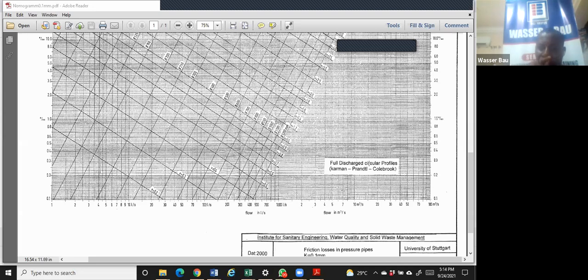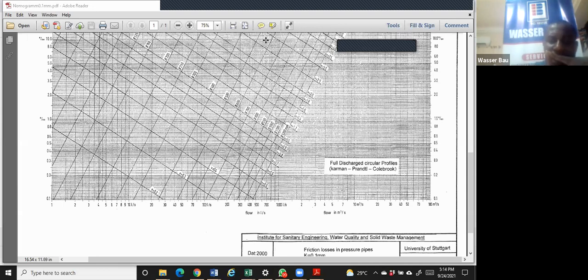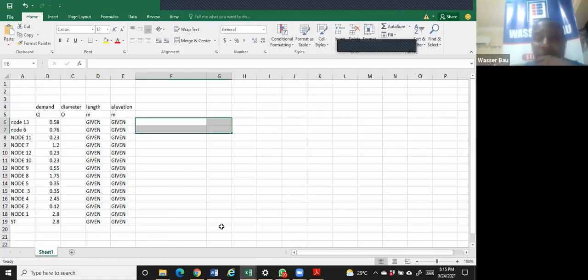So on my horizontal is the flow. On the vertical is the slope. So when I get the slope and I get the discharge, their meeting point will give me the pipe size and the velocity at that point. The pipe size and the velocity at that point. For instance, for any value that is less than 1, I will use the value for 1.